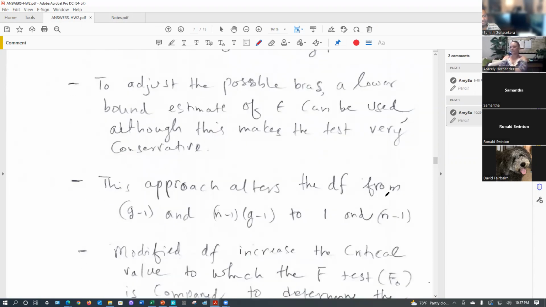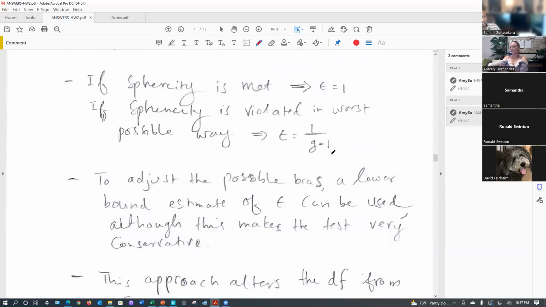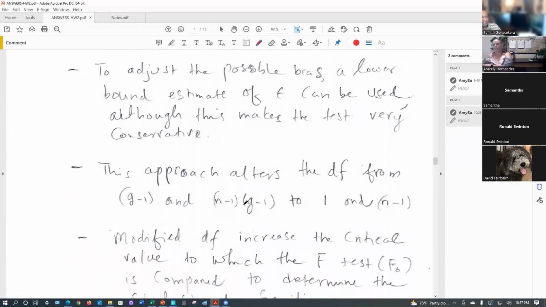This approach alters the degrees of freedom from here to here. You had the degrees of freedom like that, to 1 to this one, because you're going to think your g minus 1 is 1. If you want to make this one 1, the only thing you can do is substitute g minus 1 with 1. Then that 1 comes here, and this becomes 1. See, you change that one.